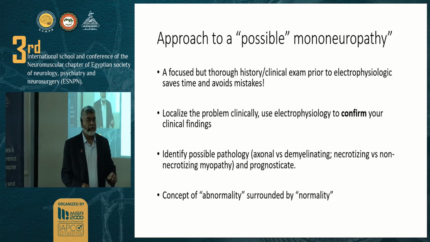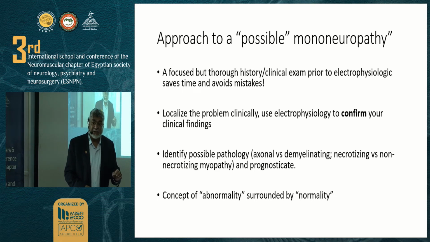So it's not enough to see what's abnormal. It's very important to see what's normal around it. Abnormality surrounded by normality. We do that all the time in electrophysiology. We want to make sure the problem is restricted to one nerve. That's why when you see the protocols, when you do multiple muscles, multiple nerves, it is to make sure it's just a wrist drop, it's just a radial neuropathy.